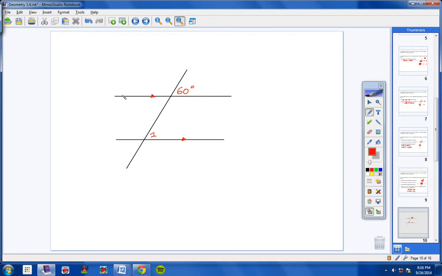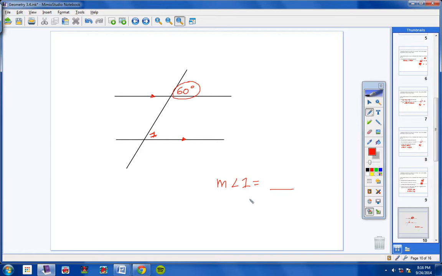Now, I would like you to write this problem in your notes if you would, please. Go ahead and draw two parallel lines cut by a transversal and label this angle here 60 degrees and this angle here is angle number 1. Okay? And I would like us to find the measure of angle 1. Okay? The measure of angle 1.